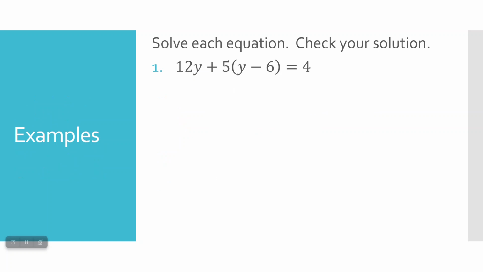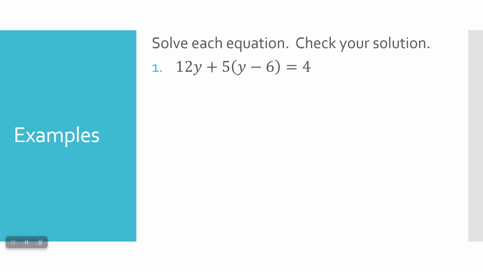So now we're going to put together what we had done the last few days. Remember, on the first day we did distributive property and then we did combining like terms, and now we're going to put all of that together. So example 1 says 12y plus 5 times the quantity of y minus 6 equals 4.